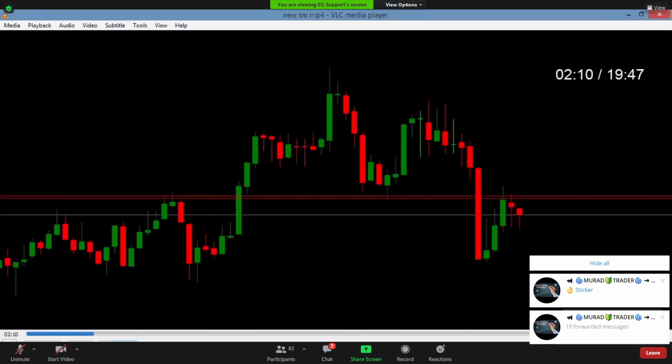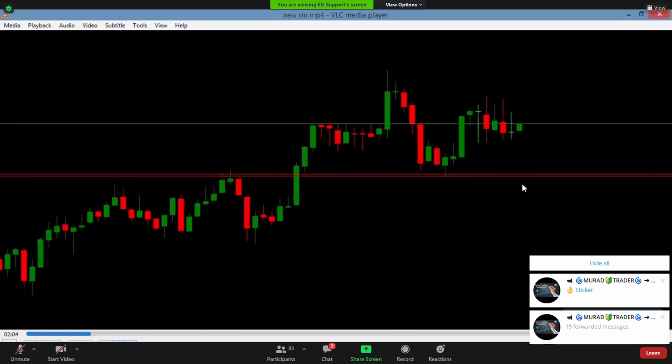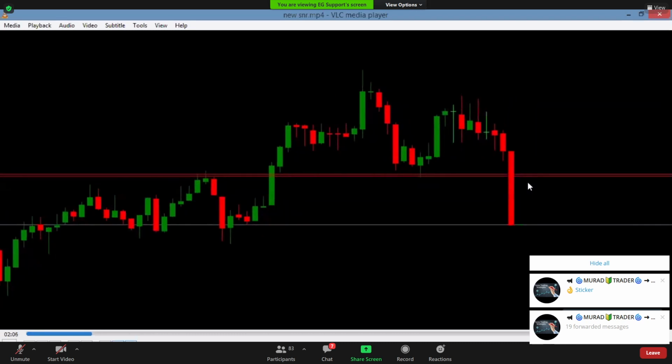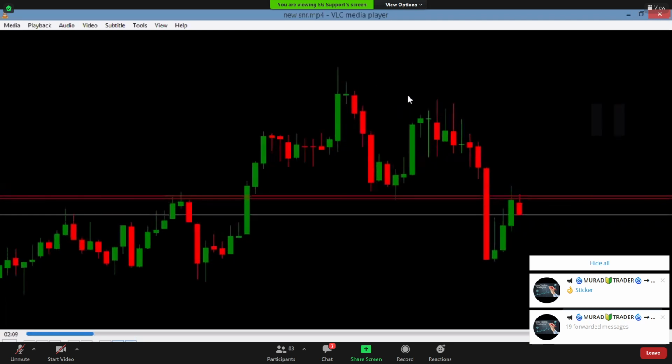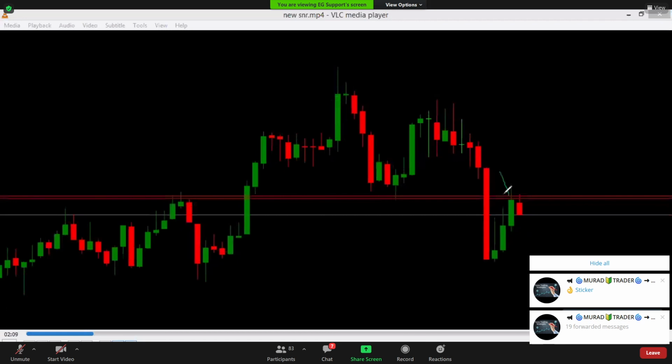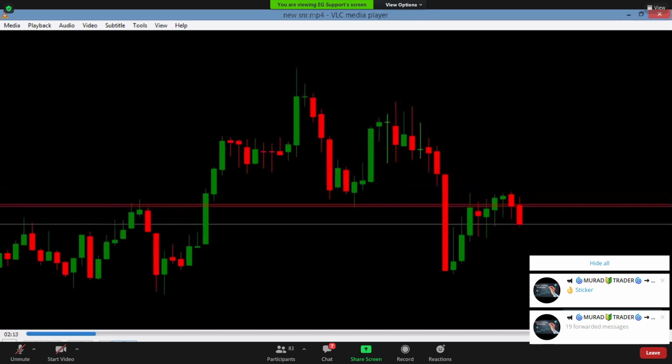So you can see, it broke this level. Again the market came back to this level, and it closed below the level with rejection. So you can expect a seller's entry. Sometimes you may lose, don't worry, but mostly the market will give you a winning trade.